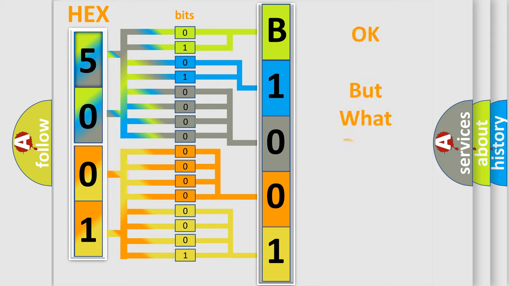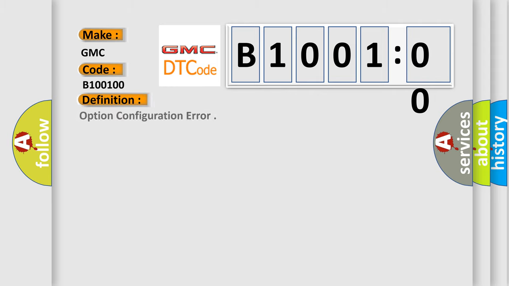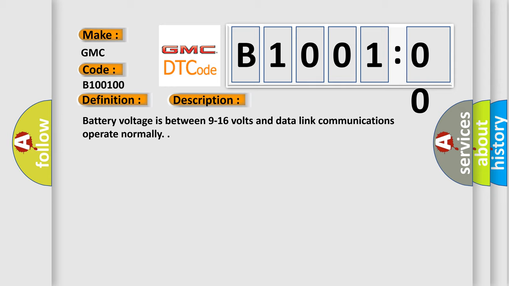The number itself does not make sense to us if we cannot assign information to what it actually expresses. So, what does the Diagnostic Trouble Code B1001-00 interpret specifically for GMC car manufacturers? The basic definition is option configuration error. And now this is a short description of this DTC code. Battery voltage is between 9 to 16 volts and data link communications operate normally.